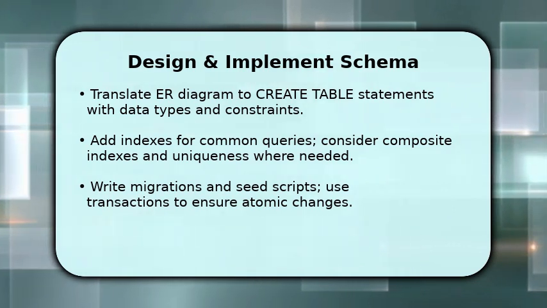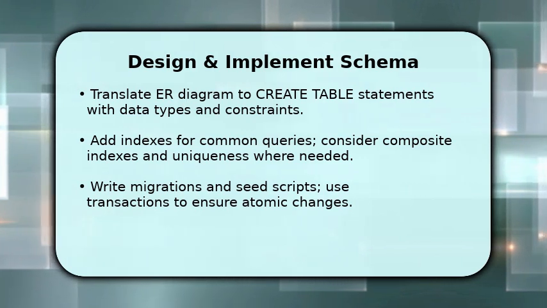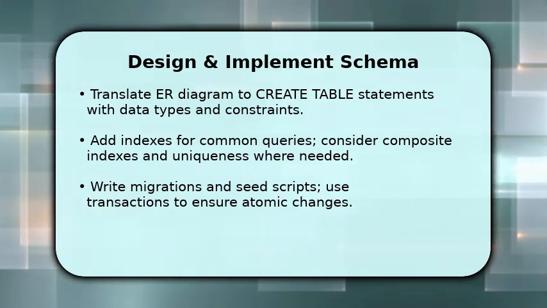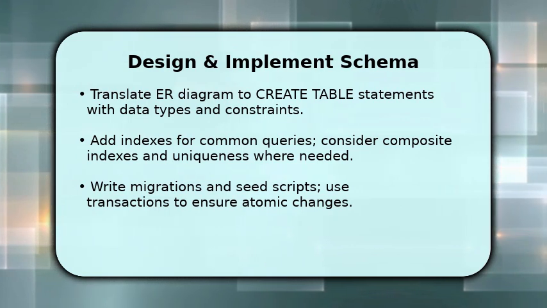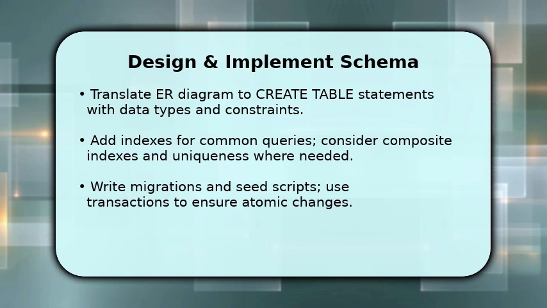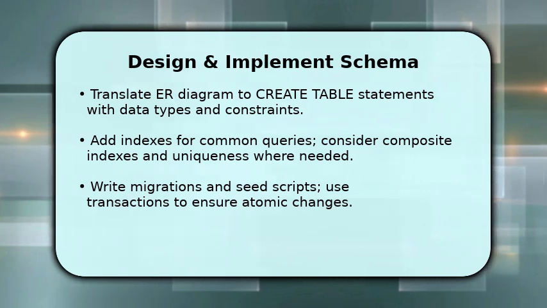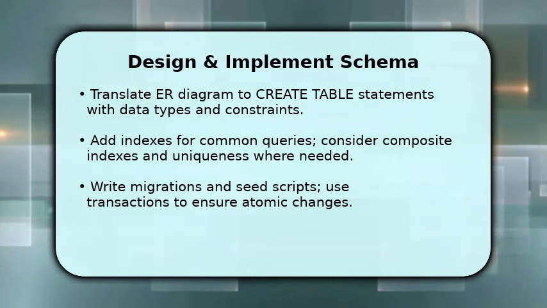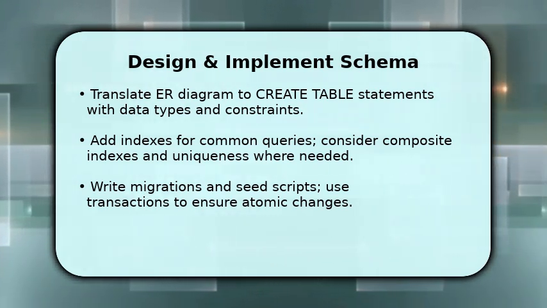Make migrations with an incremental tool so changes are versioned. Wrap schema changes in transactions to avoid partial updates. Also create seed data scripts to validate joins and queries. As you test, run explain and adjust indexes. Keep a rollback path to undo mistakes quickly.